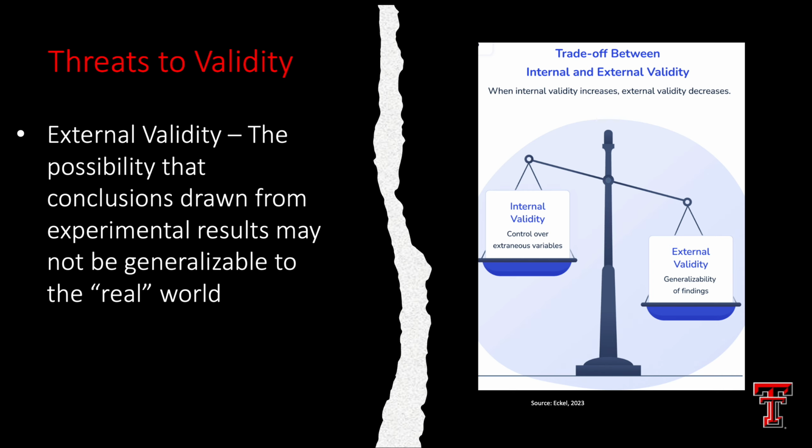Whereas if you're doing a field experiment more in the real world, you're going to have better external validity, but it's going to be much harder to control those variables. So you might have decreased internal validity. So it's up to the researcher to really play that trade-off and decide to balance it as best as they can.